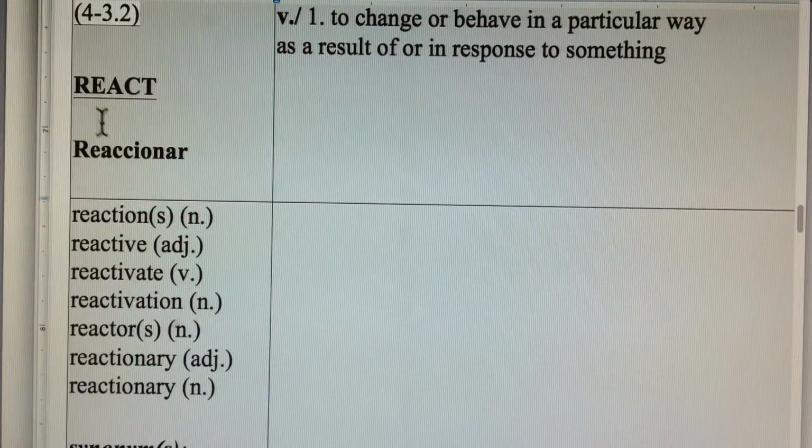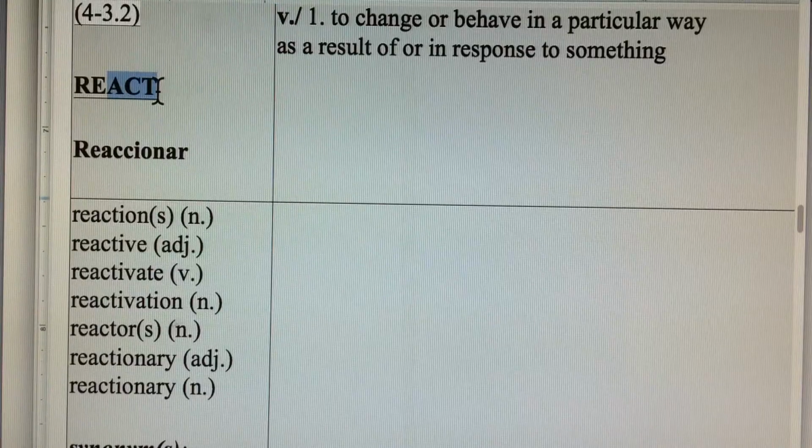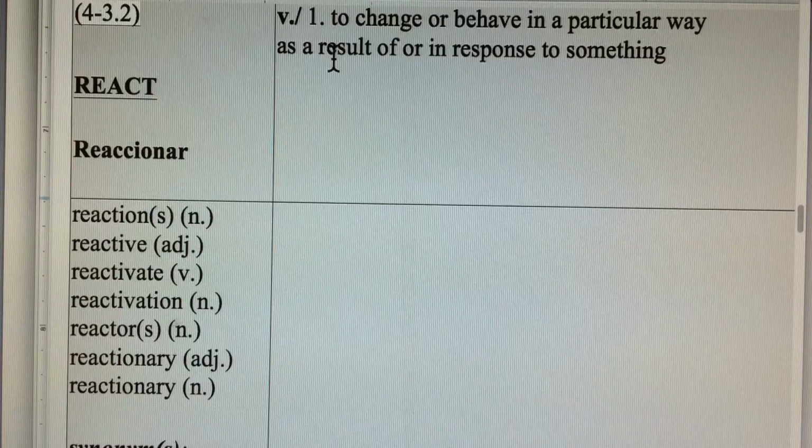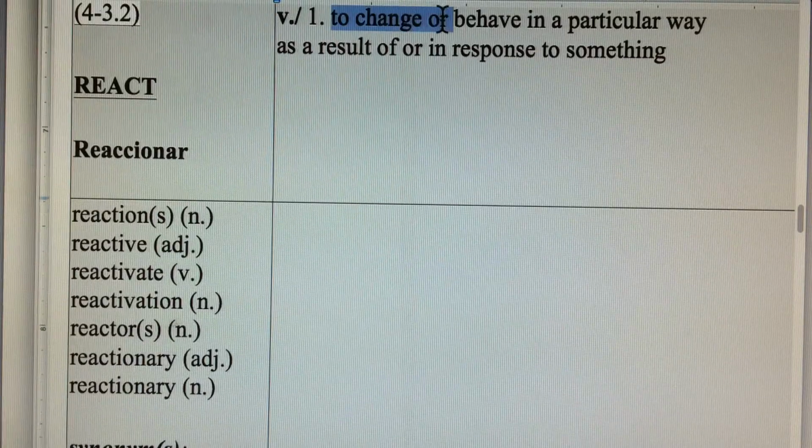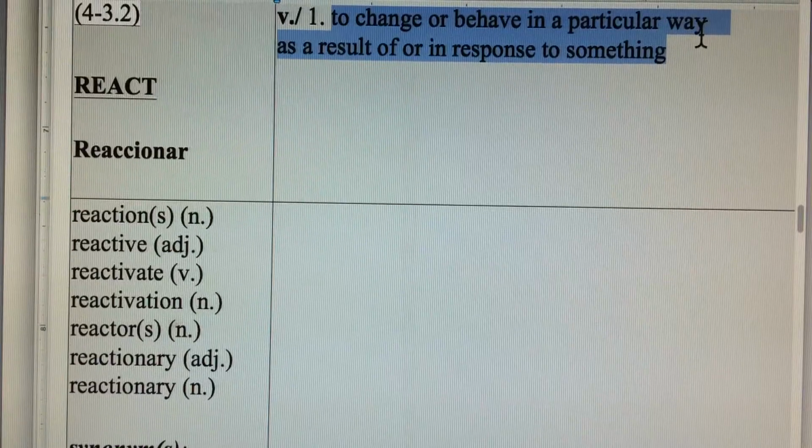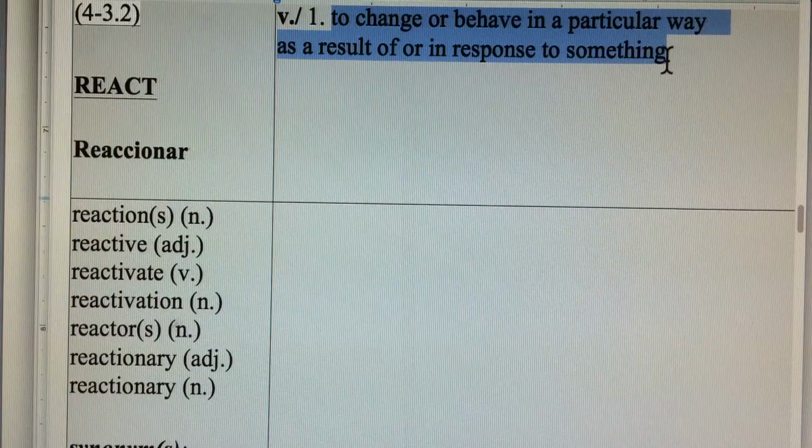React has two syllables, and the emphasis or stress is on the second syllable, act. So we say react, react. Make sure you pronounce that T sound at the end. React. We use it only as a verb, and it means to change or behave in a particular way as a result of or in response to something.